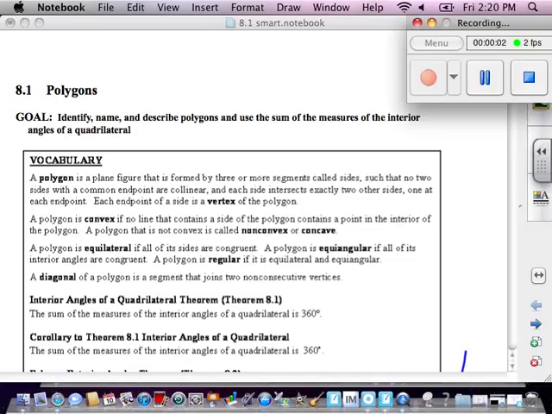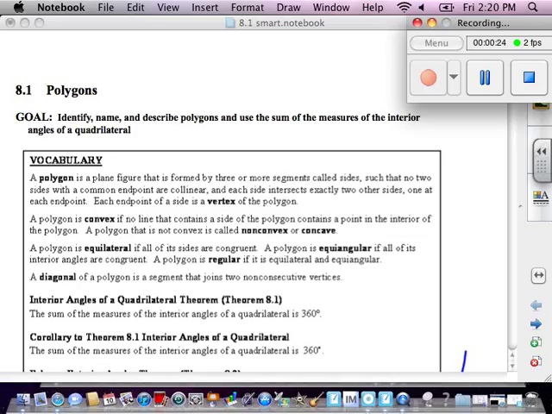Polygons. A polygon is a plane figure that is formed by 3 or more segments called sides, such that no two sides with a common endpoint are collinear, and each side intersects exactly 2 other sides, one at each point. Each endpoint of a side is called a vertex of the polygon. If there's more than one vertex that we're talking about, we call them vertices.